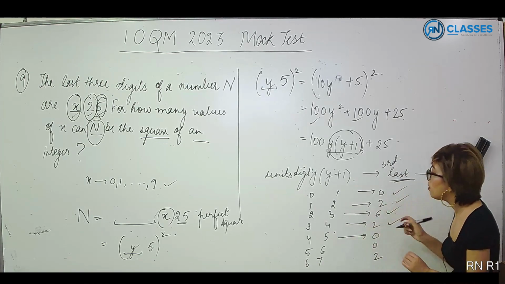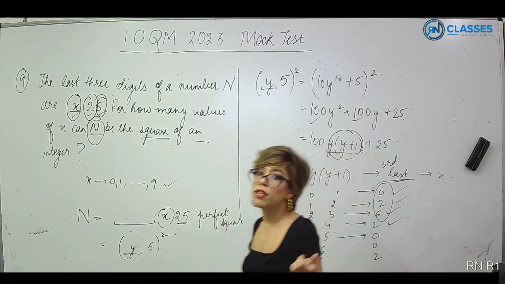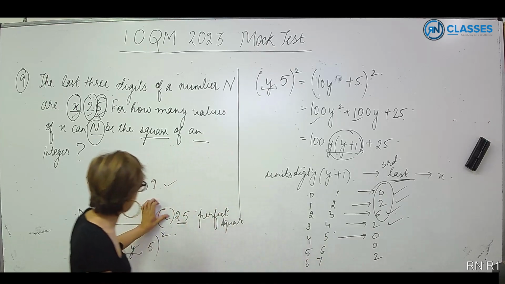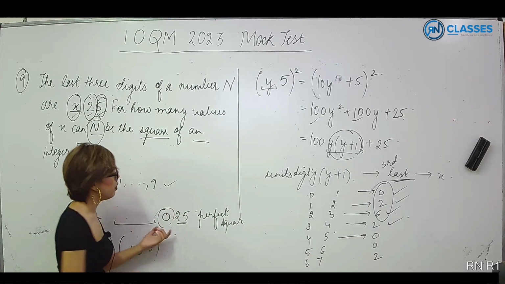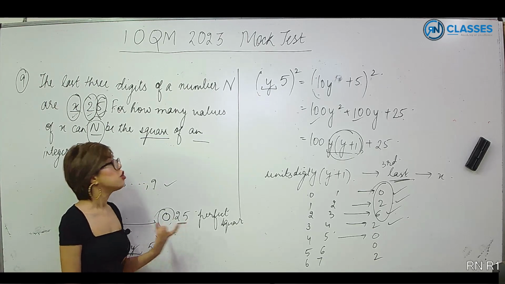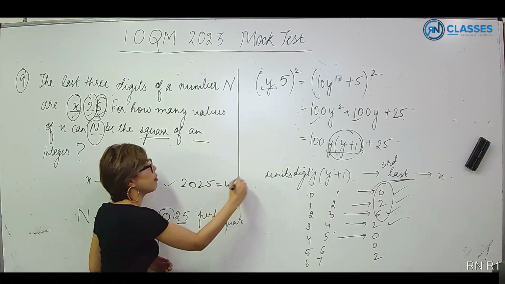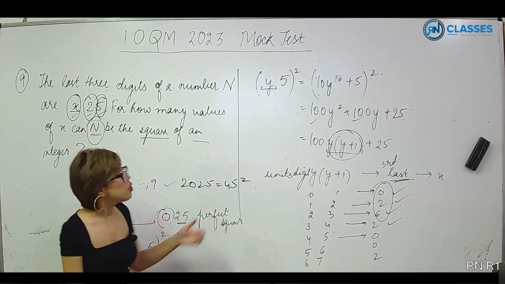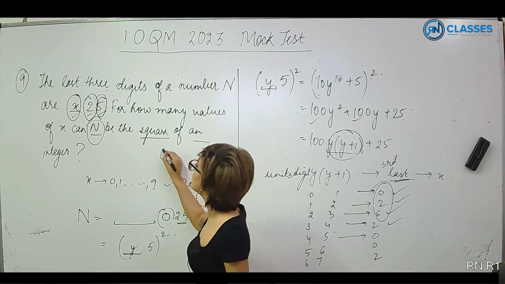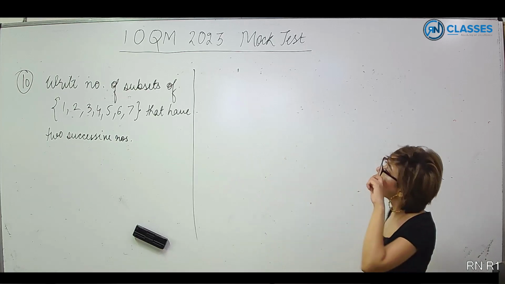So the only possible values of x that you are getting are either 0 or 2 or 6. You can ascertain that also, because if I put 0 over here, you can think of a number whose last three digits are 025 and it is a perfect square. So maybe I can have 2025, which is 45 squared. Right, so 0, 2, 6 are the possible values of x. Now he says how many possible values? That is why the answer is 3. Alright, on to the next one.